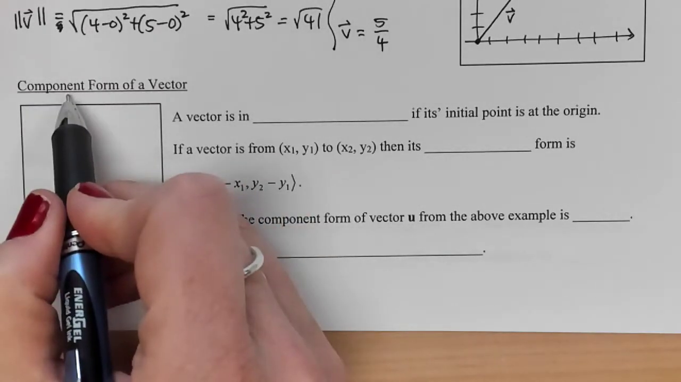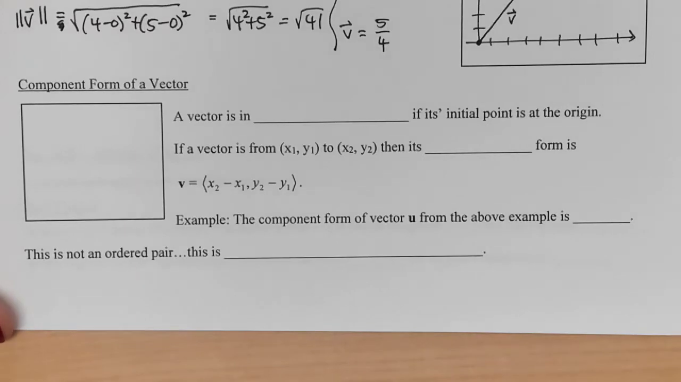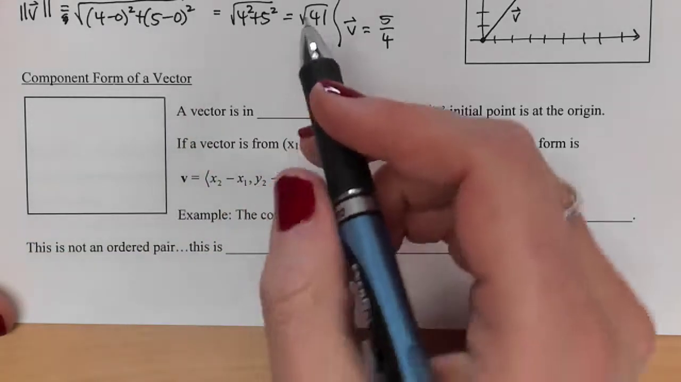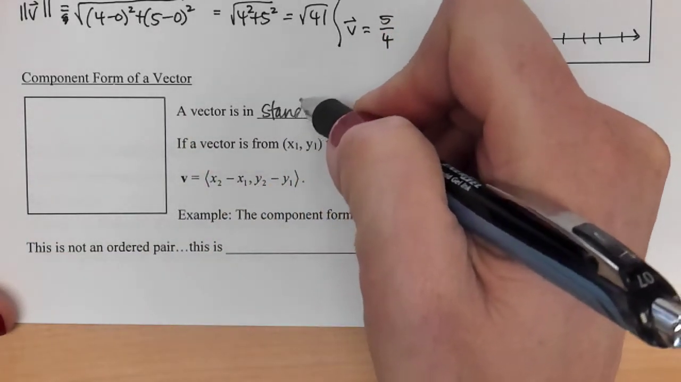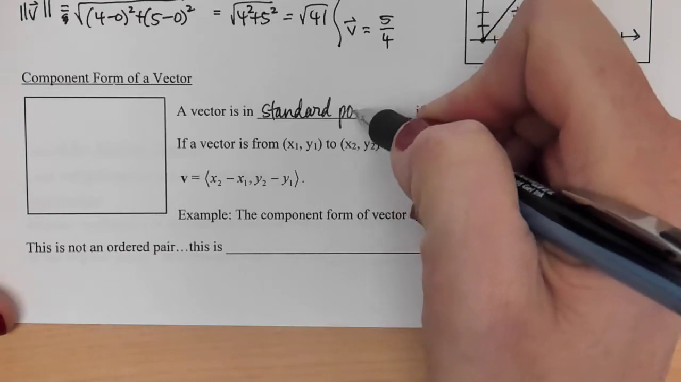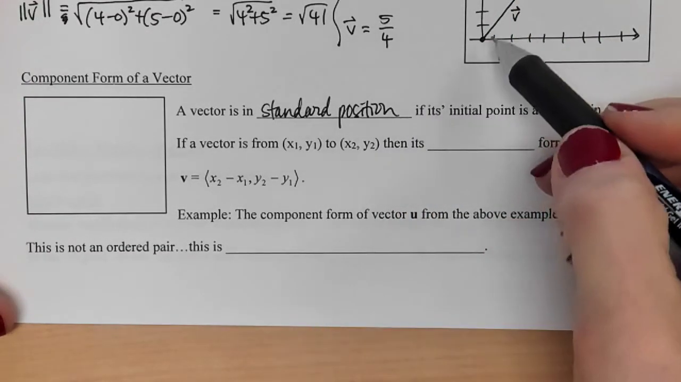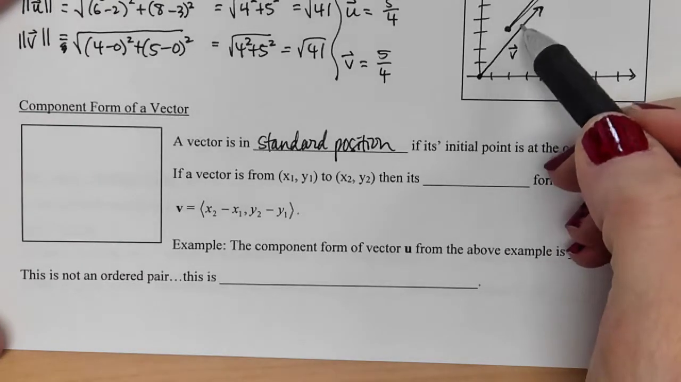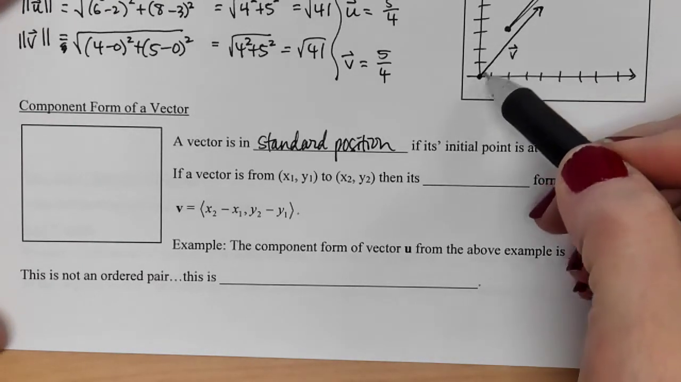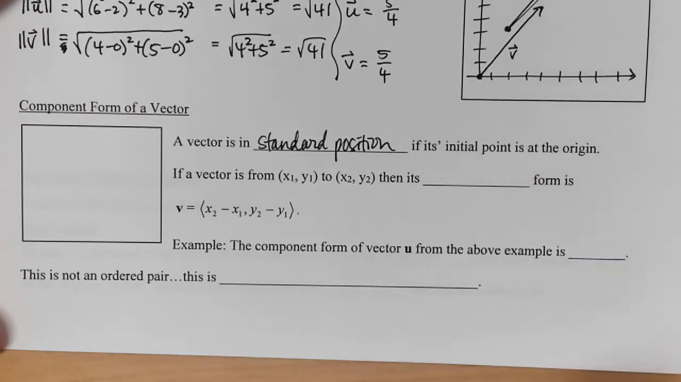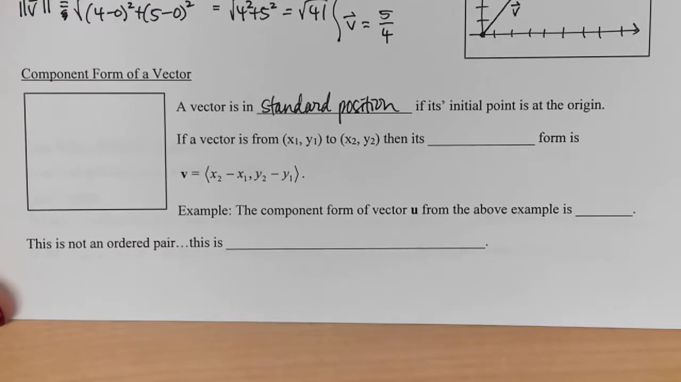Component form of a vector. Here's another vocab word, what component form means. It's actually pretty easy to figure out. All you do is subtract, but if you don't know what component form means, it's very difficult. So a vector is in standard position if its initial point is at the origin, like v. V is considered to be in standard position. It doesn't have to go in the first quadrant, it could go anywhere, but as long as its initial point starts at the origin, it's considered to be in standard position.